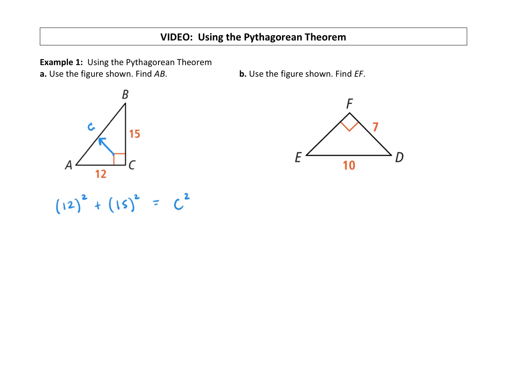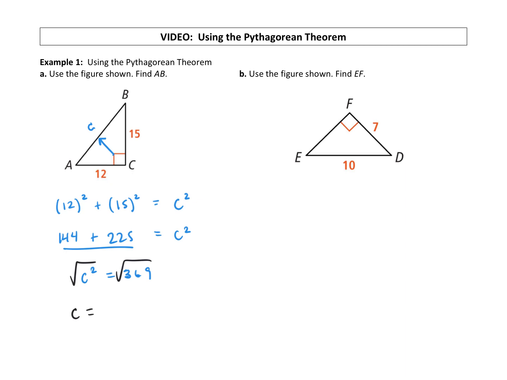All right, so let's go ahead and square these. 12 squared is 144 plus 15 squared is 225. I'm just going to carry down the equal C squared. We can add those together. We get 369. So sometimes I'll flip my equation around. I'm going to write C squared equals 369 because I like that C over there. To undo the square, we are going to square root both sides. So C is equal to the square root of 369.